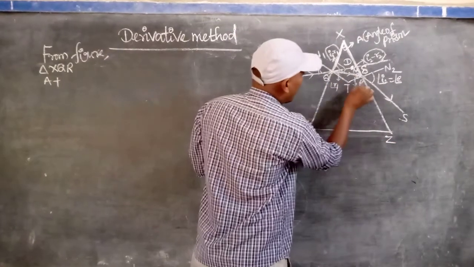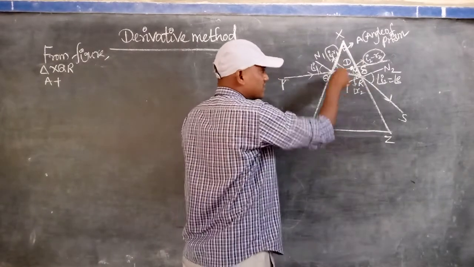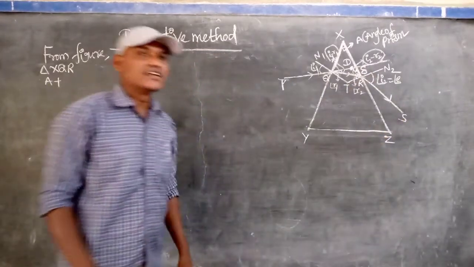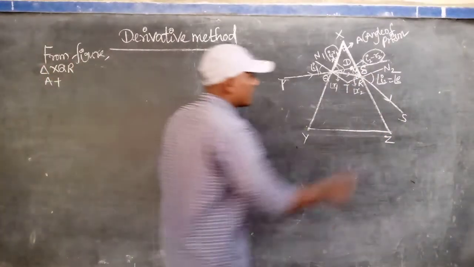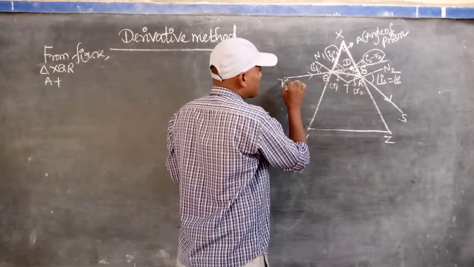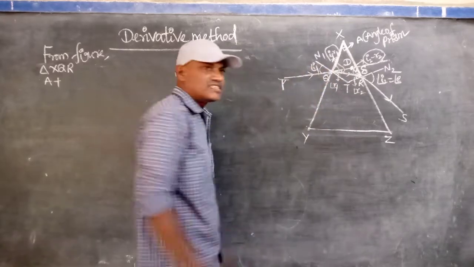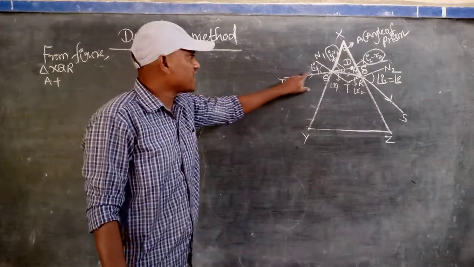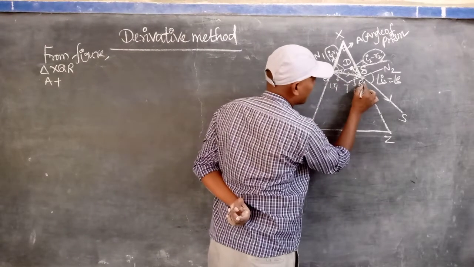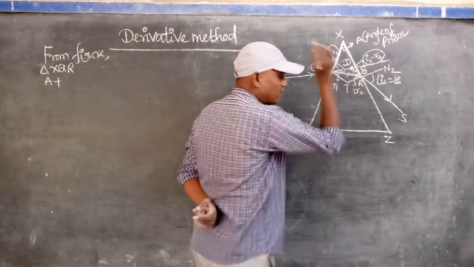QR is the refracted ray inside the prism, and RS is the emergent ray after the second refraction. The angle between the incident ray and the normal is called the angle of incidence, which we call I1. The angle between the refracted ray and the normal is called the angle of refraction, which is R1.